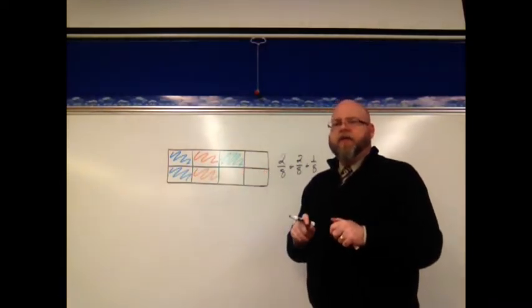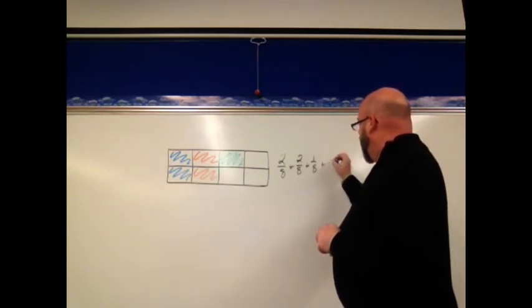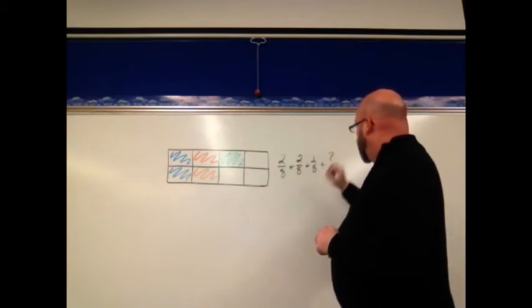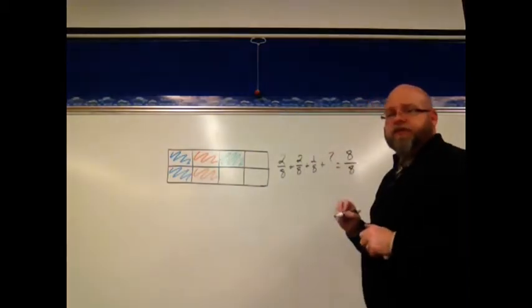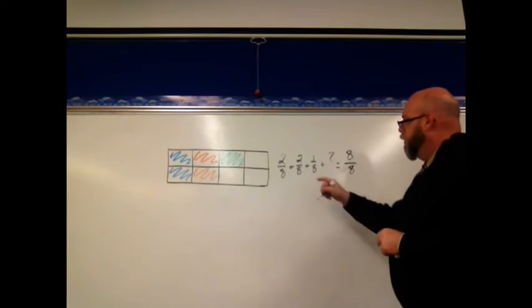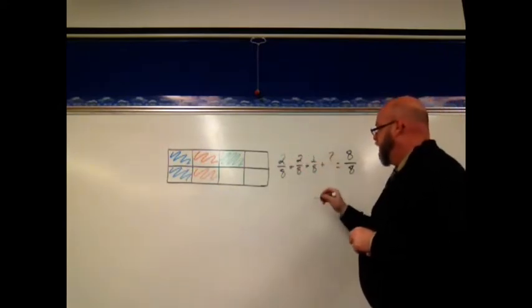But how will that look mathematically? Well, I know that I have to add something else here to equal 8/8 to make my whole. Well, 2 plus 2 is 4/8 plus 1/8 would be 5/8.